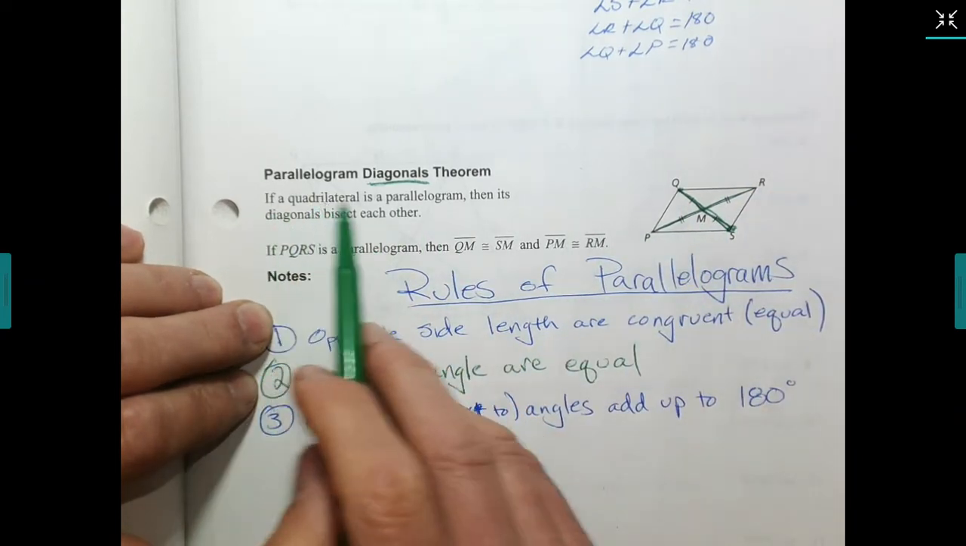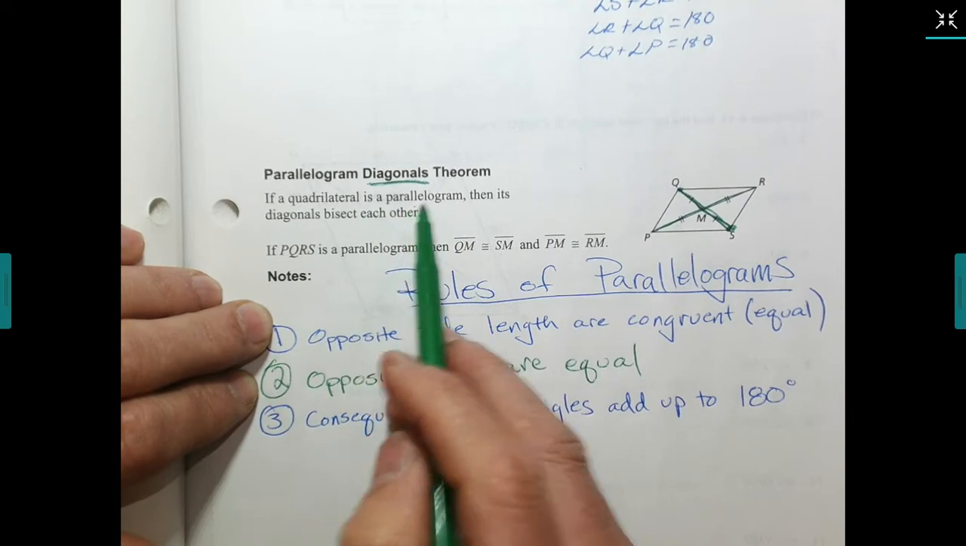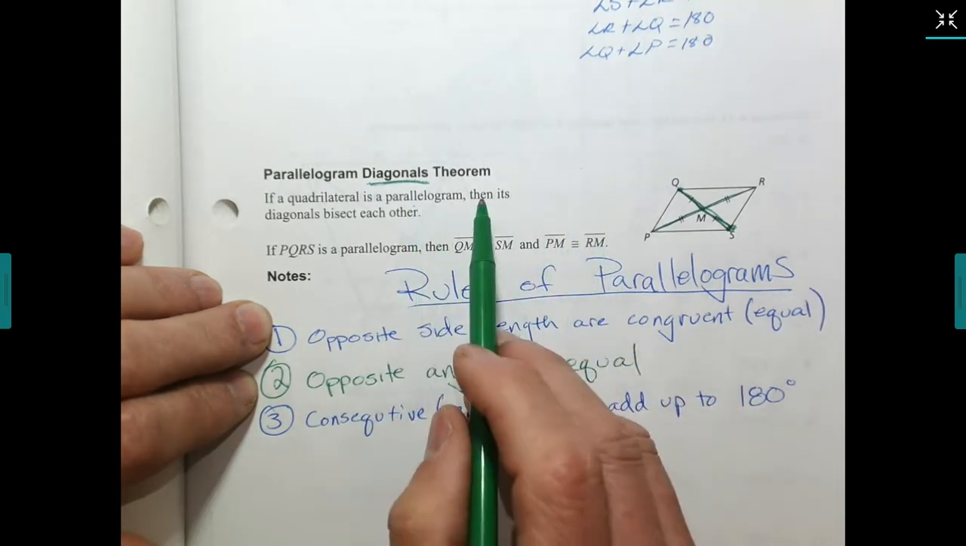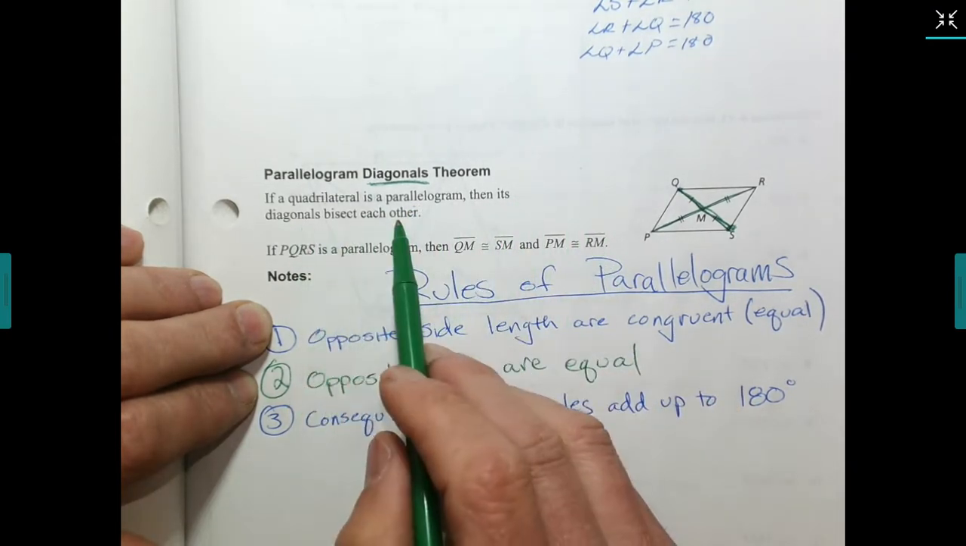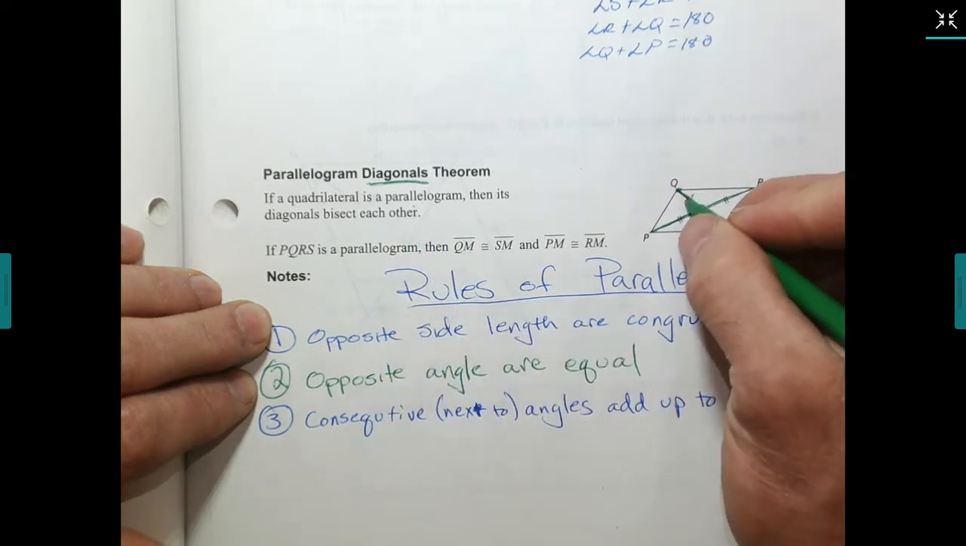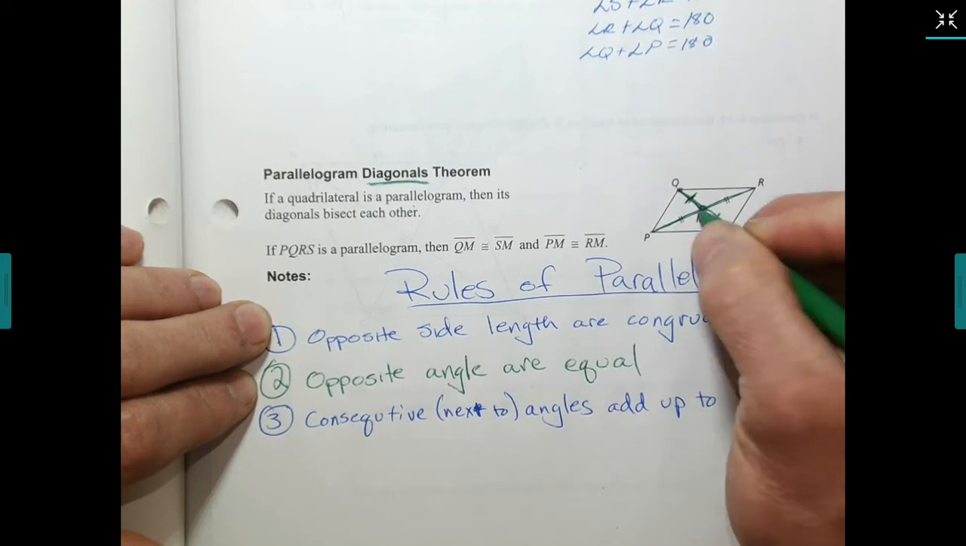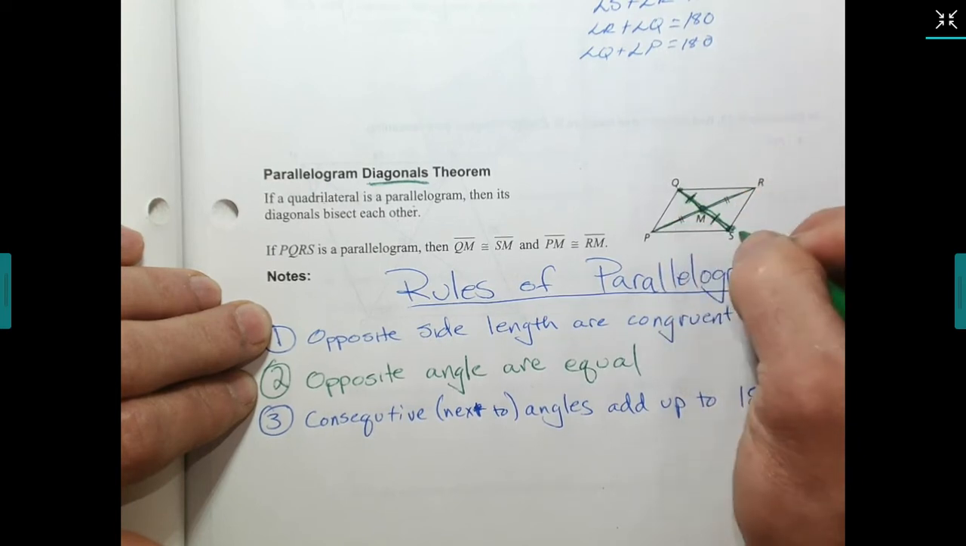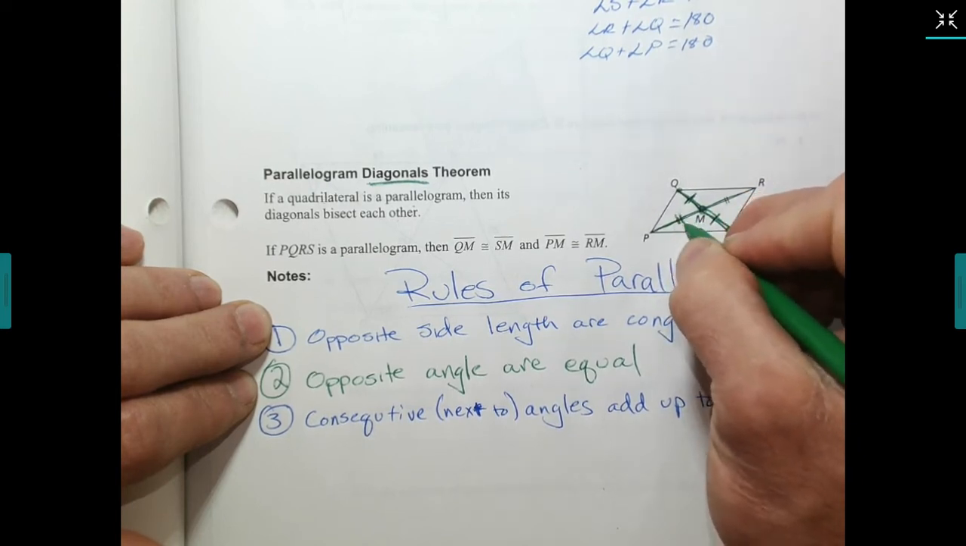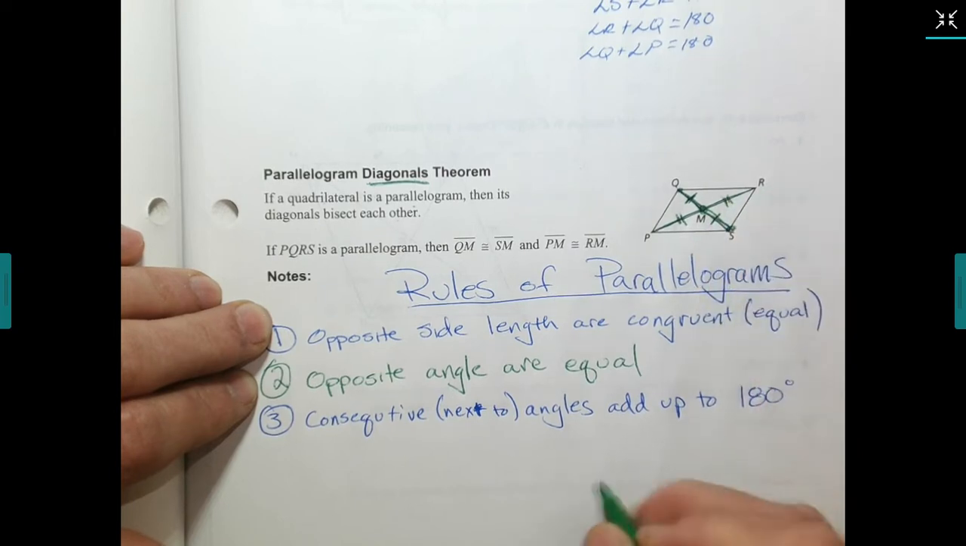If a quadrilateral is a parallelogram, then its diagonals bisect each other. So that means that QM equals MS because it bisects. The two diagonals bisect each other, and PM equals MR.